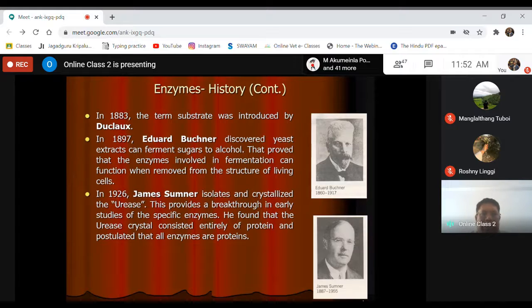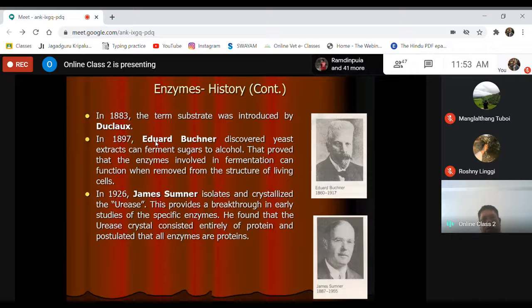In 1897, Eduard Buchner discovered that yeast extracts can ferment sugars to alcohol. Earlier, Louis Pasteur postulated that the ferments have to be present in the cells. That means the fermentation process, the conversion of sugar to alcohol, can occur only in the living cell. That was the hypothesis of Louis Pasteur. But in 1897, Buchner performed some experiments and found that fermentation can occur outside the living cells.